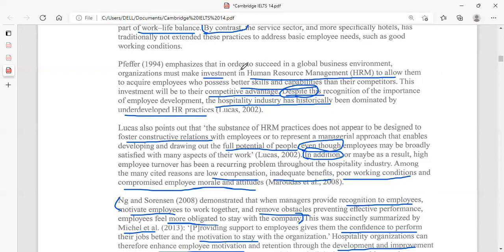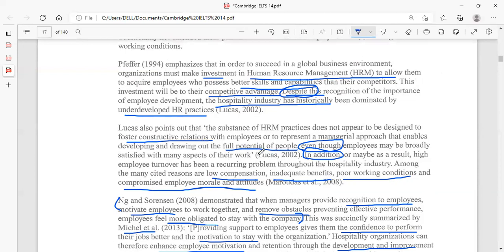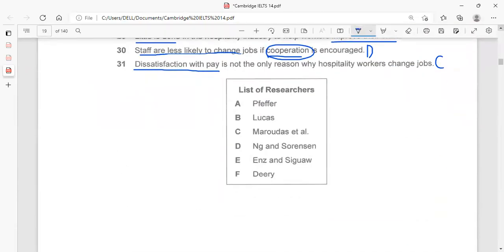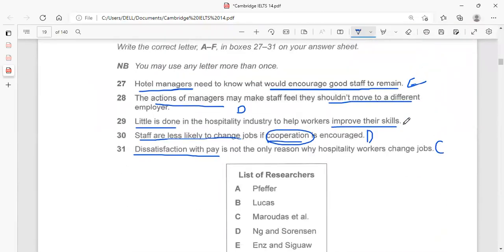I think Lucas could be. Ma'am, in Lucas, the substance of HRM practice is designed to foster constructive relations with the employee, and it says here it involves fully developing the potential of people. Full potential of people. I think this can be it. So the managerial practices and the managerial approach are not enough. It's not adequate to draw out the full potential of an employee. Yes, ma'am. I think Lucas. Okay. All right.